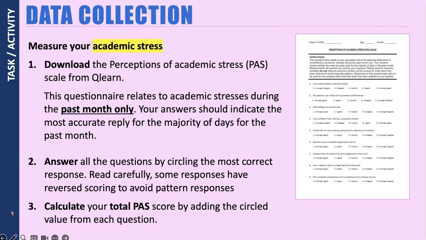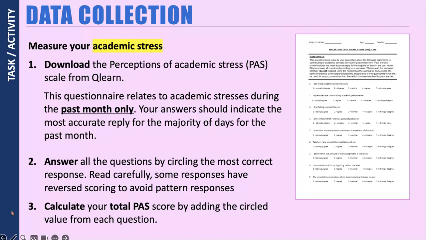Welcome back. Hopefully you have circled your answers on the questionnaire. The next thing to do is to calculate your total perception of academic stress score. This is the score that your teacher or researcher would be collecting. For each statement, have a look at what you've circled and write down the corresponding number. Do this for each of the 18 statements and add them together so that you get a total score.